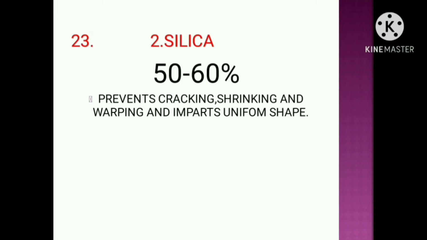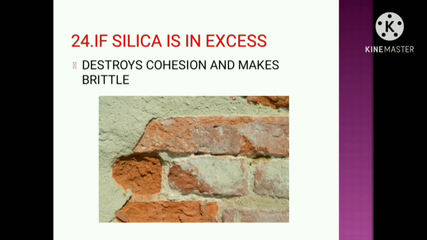You can see here is silica 50 to 60%. It prevents cracking, shrinking and warping and imparts uniform shape to the brick. And if silica is in excess, it destroys the cohesion and makes the brick brittle. Here you can see the brittleness of the bricks.